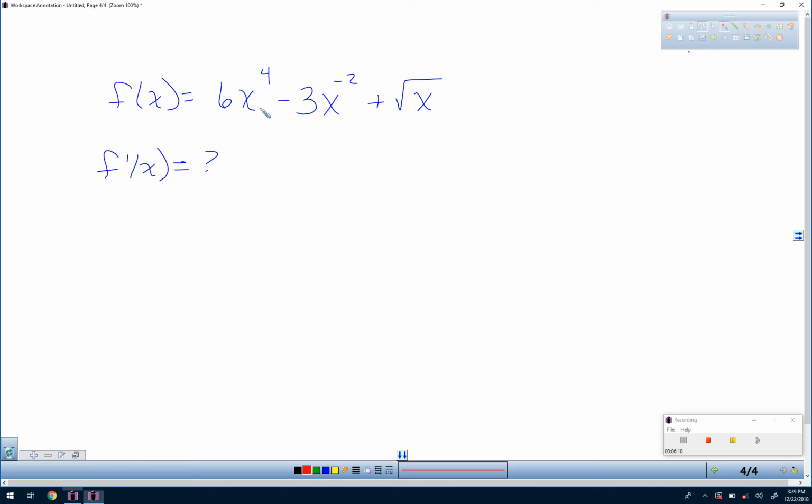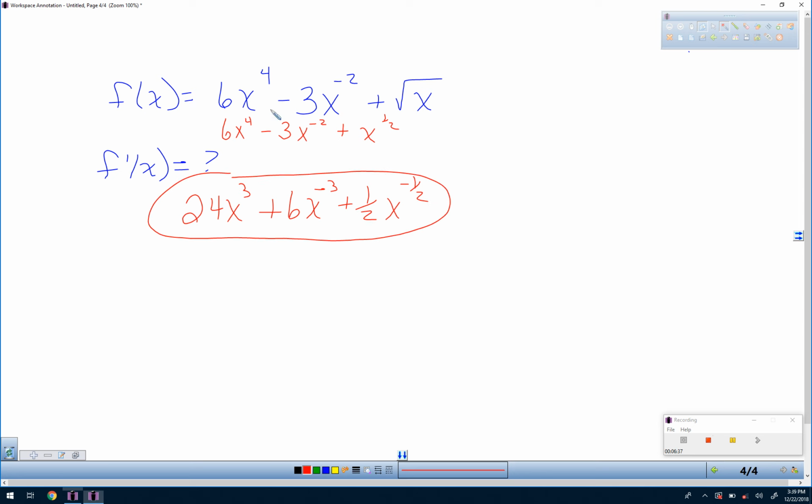So I'm just going to simply rewrite this as 6x to the 4th minus 3x to the negative 2 plus, and the square root of x is x to the 1/2. Now I can take the derivative of that. It would be 24x to the 3rd plus 6x to the negative 3 plus 1/2 x to the negative 1/2, and that would be the derivative of that function there.